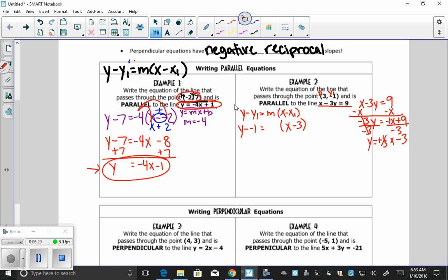So now I can pull out my slope, which in this case is a positive 1/3. That is my slope.